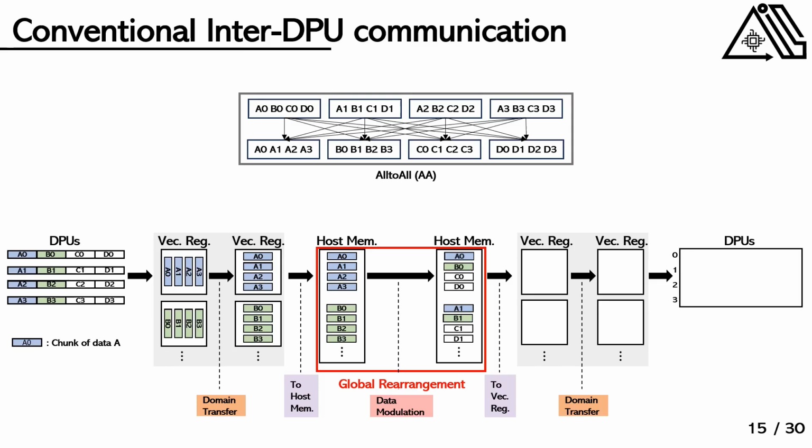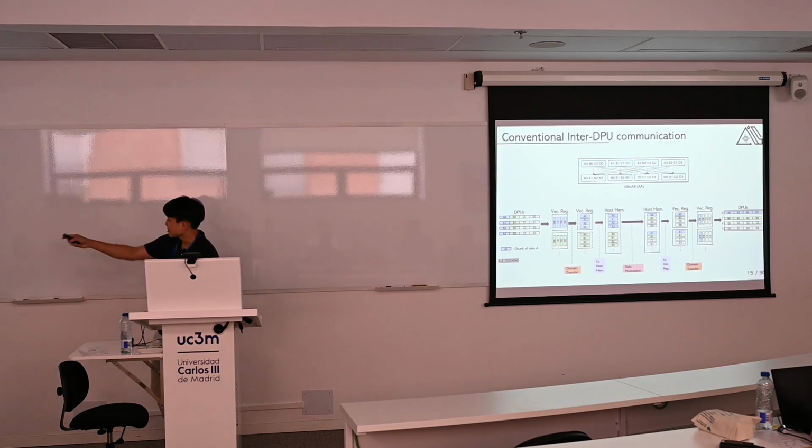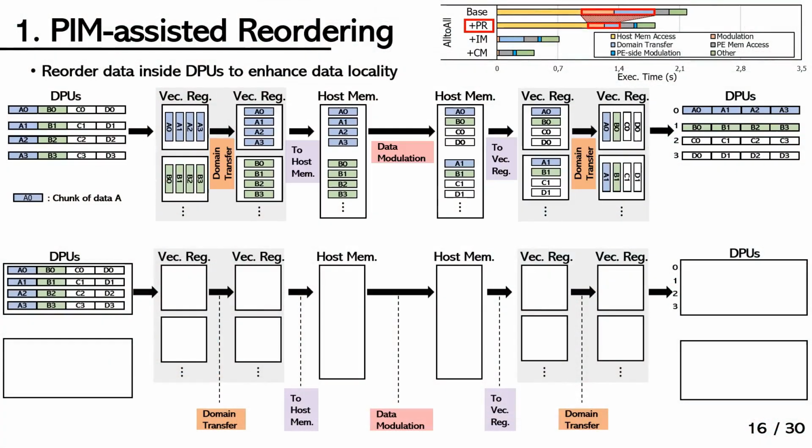However, data modulation involves a lot of global rearrangements or accesses to multiple cache lines at once, which degrades performance. Afterwards, the data is sent back to the vector registers, followed by a domain transfer, and then the data is sent back to the DPUs, and we have completed our Alt-Flow operation. We can see that the left data layout has changed to the right data layout, matching the Alt-Flow pattern above. So, to accelerate the communications across the DPUs, we propose 3 optimization techniques.